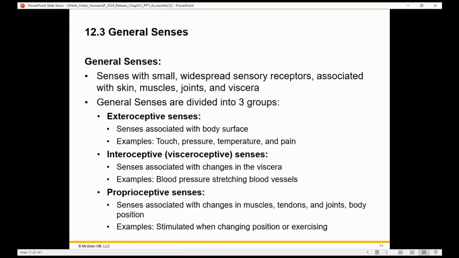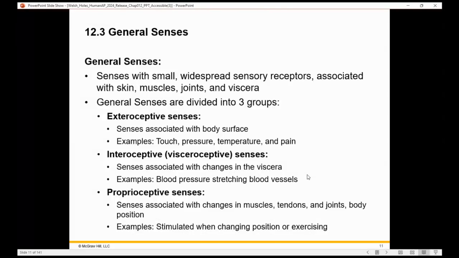Your general senses include senses with small, widespread sensory receptors associated with the skin, muscles, joints, and viscera, or your organs. General senses are divided into three groups. The exteroceptive senses are senses associated with the body surfaces. Examples include touch, pressure, temperature, and pain.